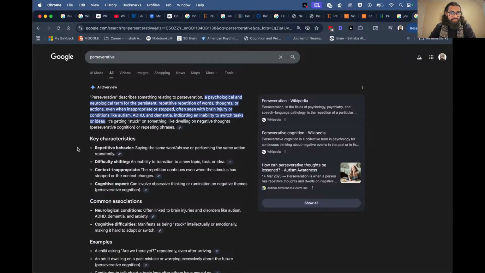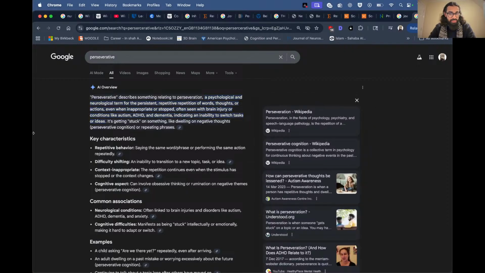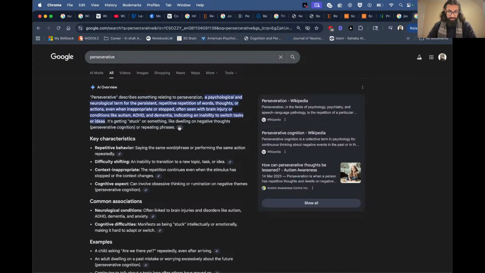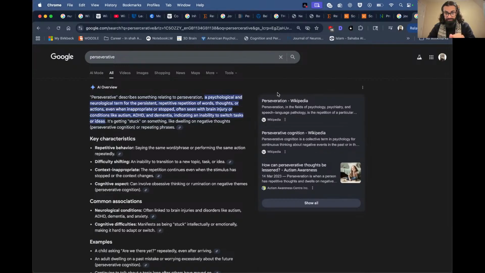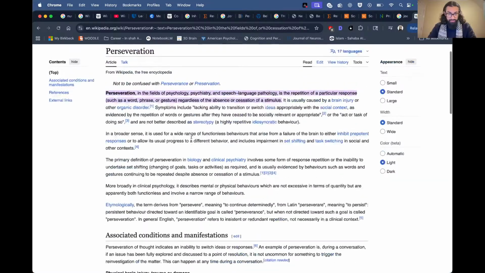Perseverative describes something relating to perseveration, a psychological and neurological term for persistent repetition of words, thoughts, or actions, even when inappropriate or stopped, often seen with brain injury or conditions like autism, ADHD, dementia, indicating an inability to switch tasks or ideas. It's getting stuck on something, like dwelling on negative thoughts or repeating phrases. Interesting.